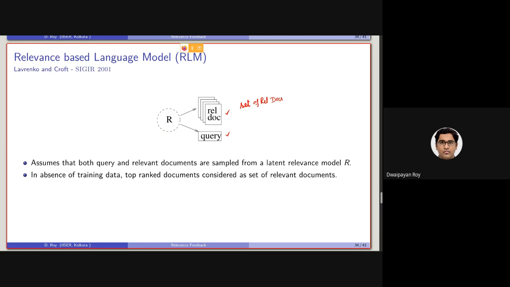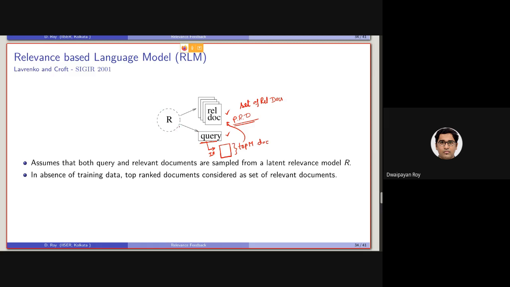But in case this kind of training data is absent, that is, in case there is no label of the relevant documents known, again, we can perform an initial retrieval with the query. After performing the initial retrieval, we can consider the set of, say, top M documents as basically the pseudo-relevant documents here. So based on this and this, R is estimated.